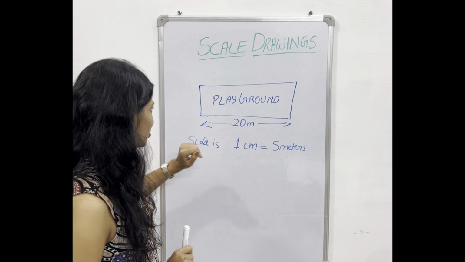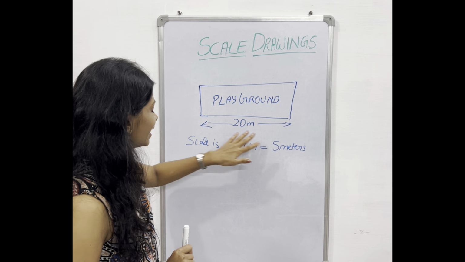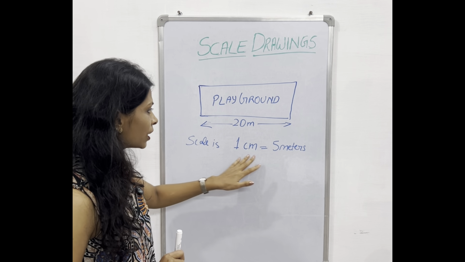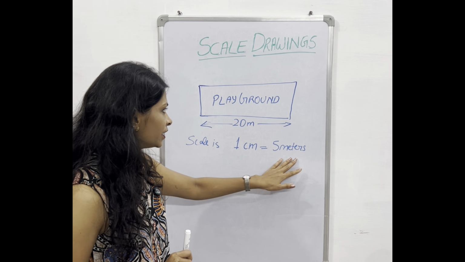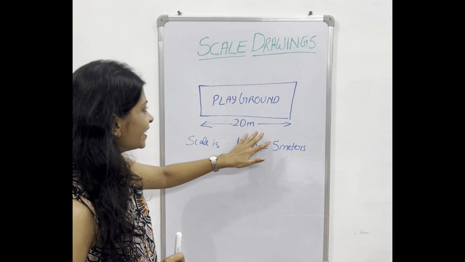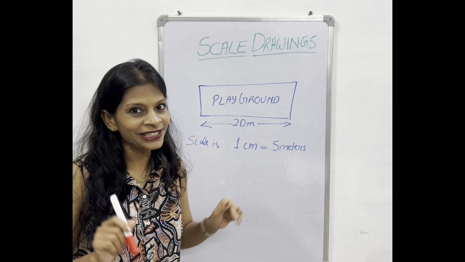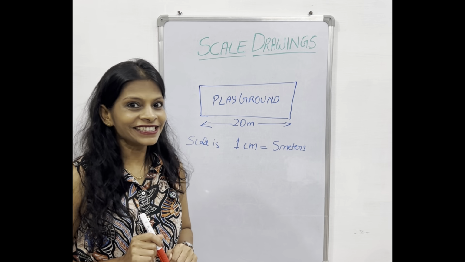Here's a question for you to solve. The question is, a playground, the length is 20 meters and the scale is 1 centimeter is represented by 5 meters. So what should be the length of the playground on the scale drawing? Do mention your answers in the comments.